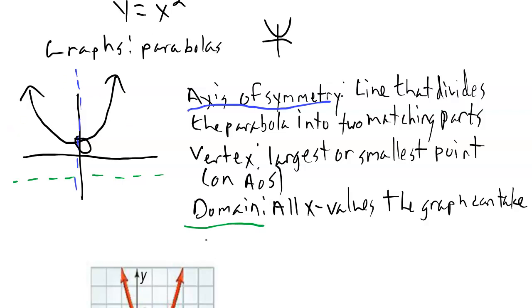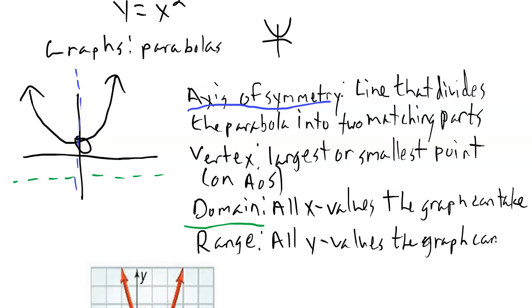The other one, or the matching one we had for this, was our range. And our range was all y values, or outputs, that the graph can have. So if we're looking at this, right, we have some smallest point here, and it goes all the way up. So our y values, or our range, are the points that this can take. We go from bottom all the way up to the top.